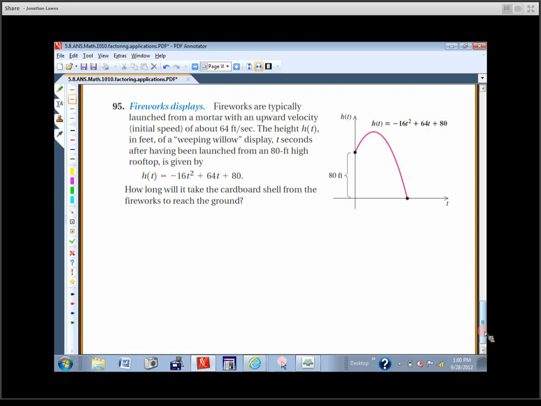Sounds like a fun fireworks display launching from an 8-story building. Sounds pretty cool. How long will it take the cardboard shell from the fireworks to reach the ground? So this is an equation that represents how high it is, the height of the shell off the ground. And we want to know when it hits the ground.